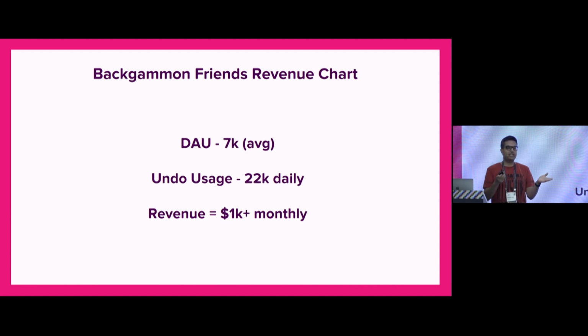And for backgammon, it's still a fairly new game, so I don't have that much data to go off of. But basically, our DAU is around 7K on average. Our undo usage is fairly high, 22K daily, and our revenue is only 1K monthly.